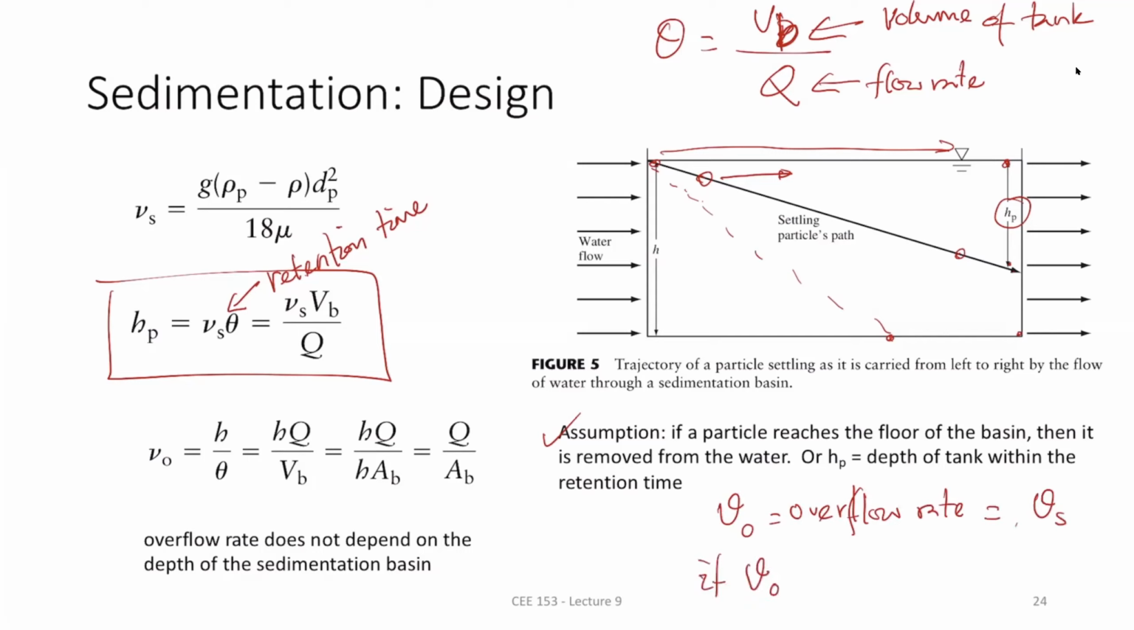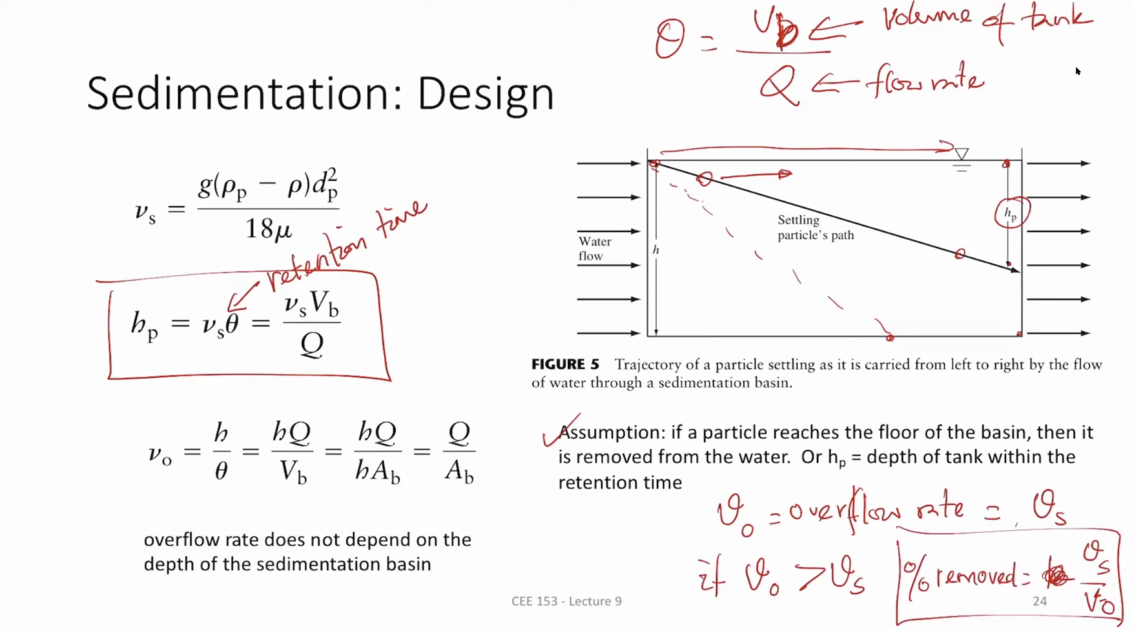If the overflow rate is greater than the settling velocity, that means you are overflowing much faster than the particles settle. The fraction that is bigger than that will be the percentage removed. So the percentage removed would be 1 minus the velocity of the particle divided by the velocity of overflow, times 100. If overflow rate equals settling velocity, that means 100% removed. Okay, so that's the idea for designing.